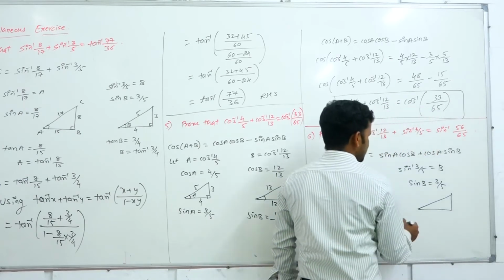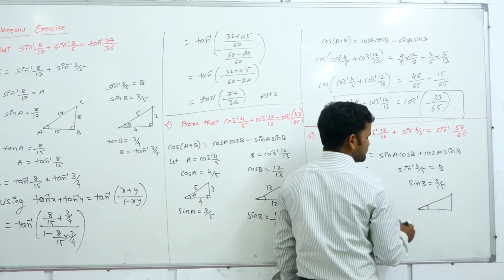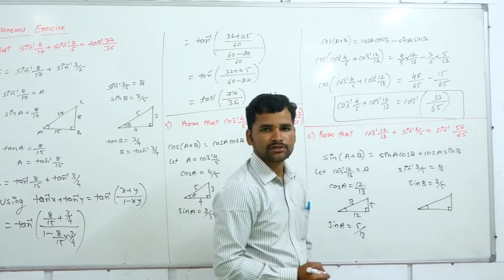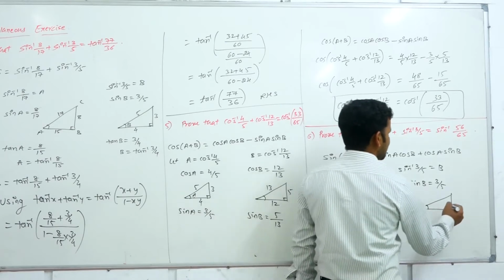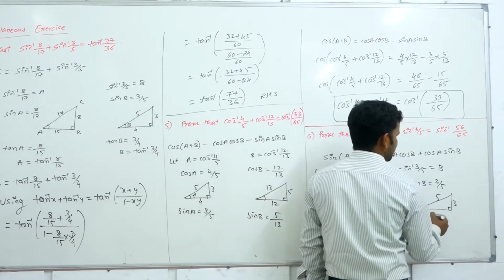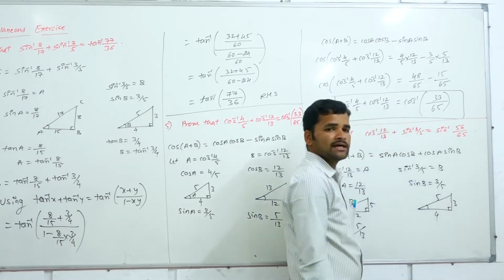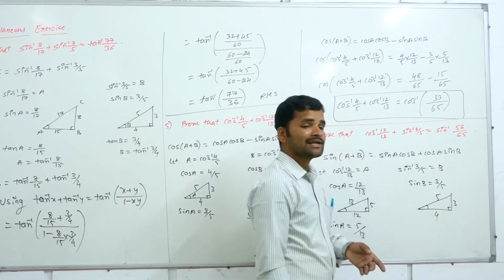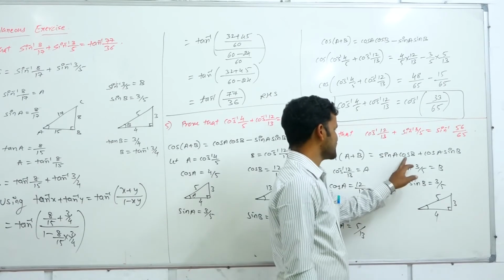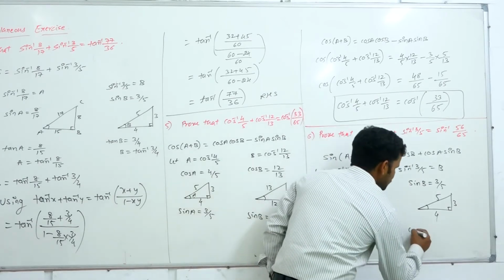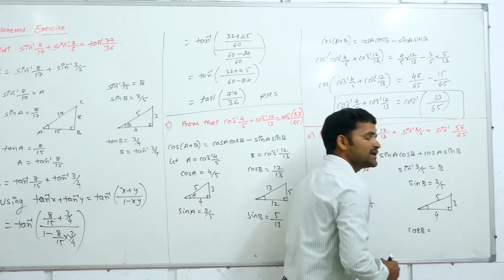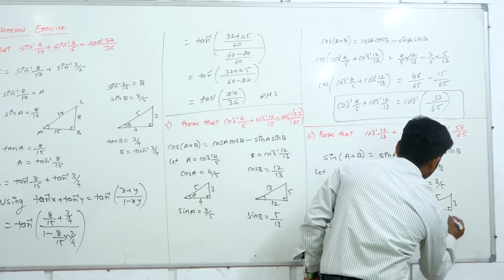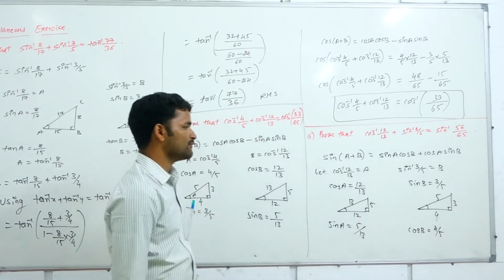Here is sine B. Let me consider this as B and this as the right angle. Sine B is the ratio of opposite side to the hypotenuse, 3 by 5. What will be the adjacent side? The adjacent side value will be 4. We want the value of cos B here. This cos B we need to calculate. Cos B is the ratio of adjacent side to hypotenuse. That is 4 by 5. Write that as 4 by 5.